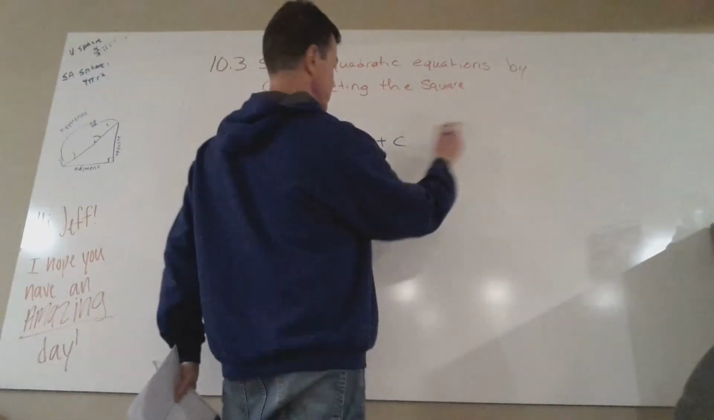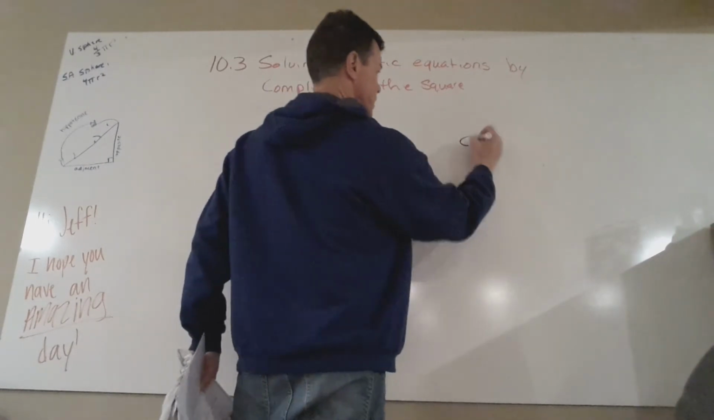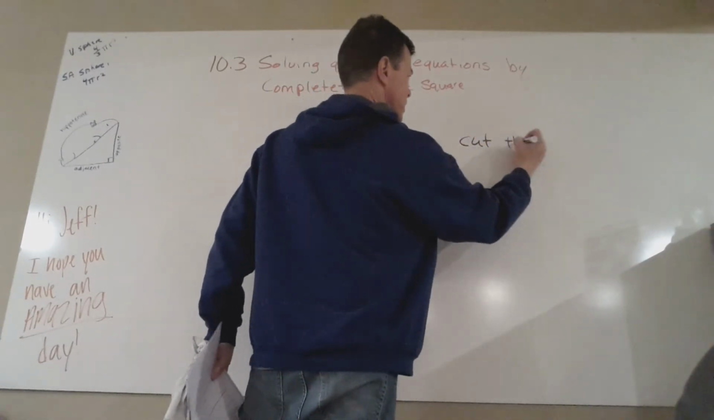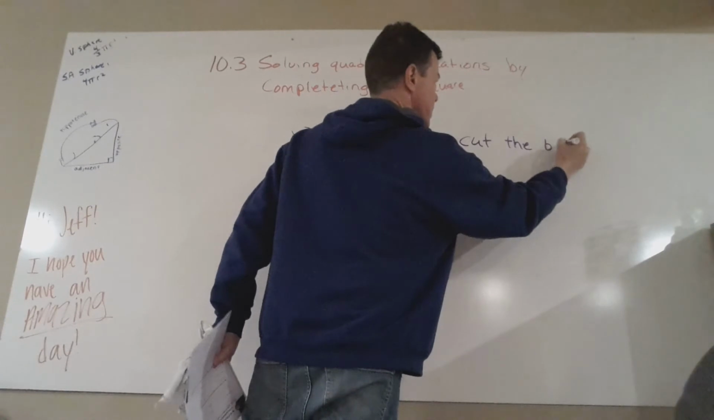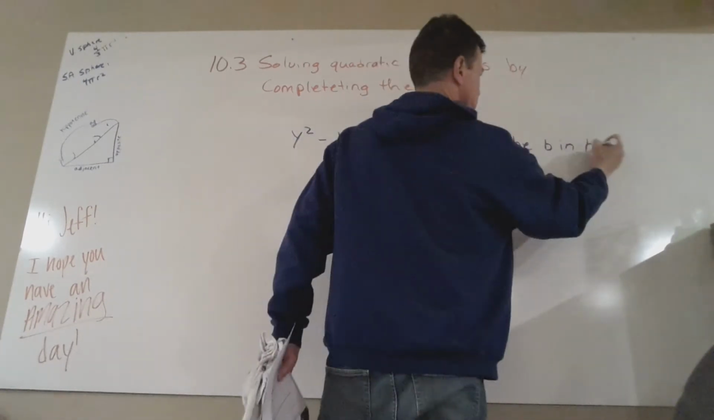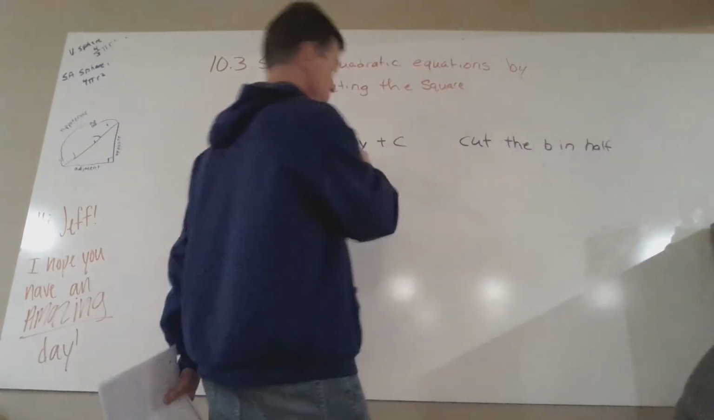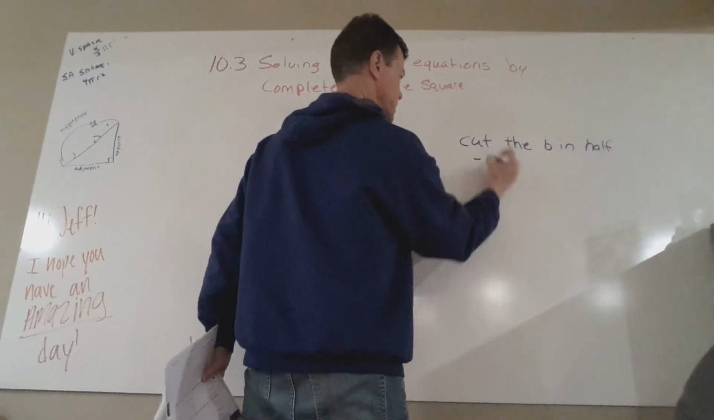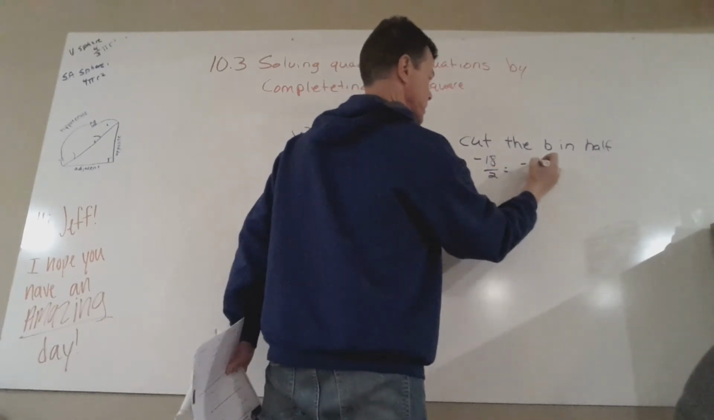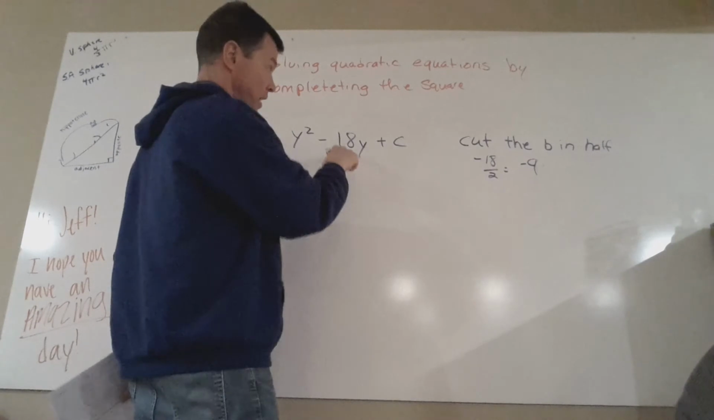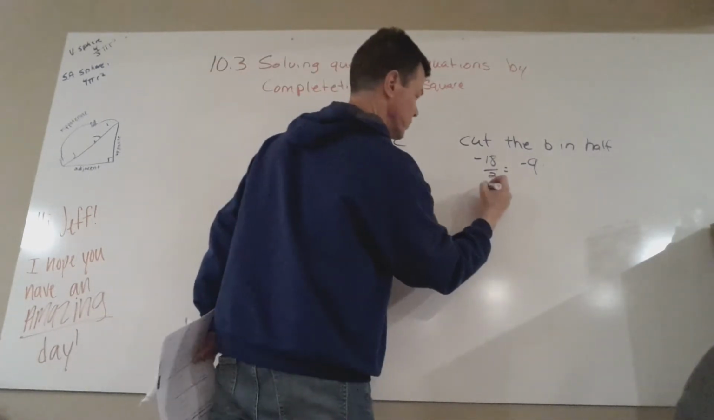All right, so here are our steps to solve. Cut the b in half, and the b is negative 18, so negative 18 divided by 2, that's negative 9. That's negative 9, and then square it.